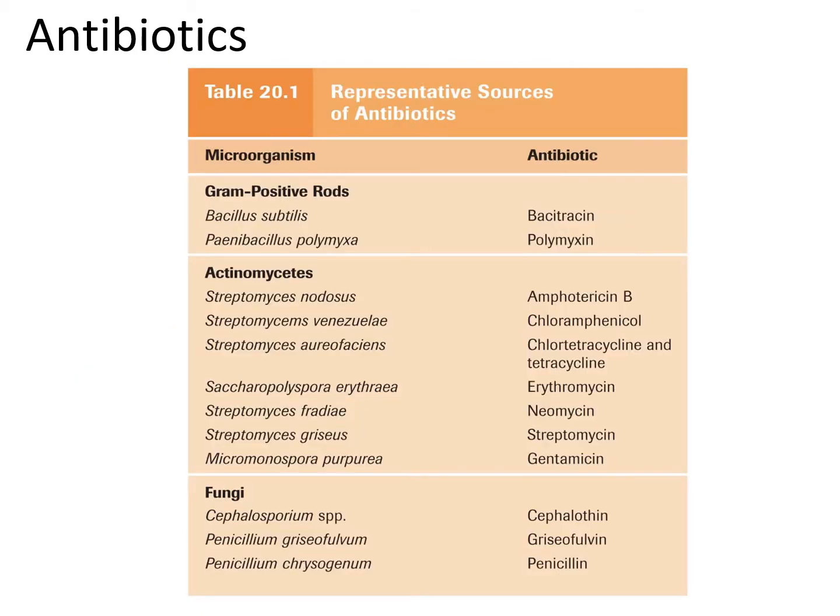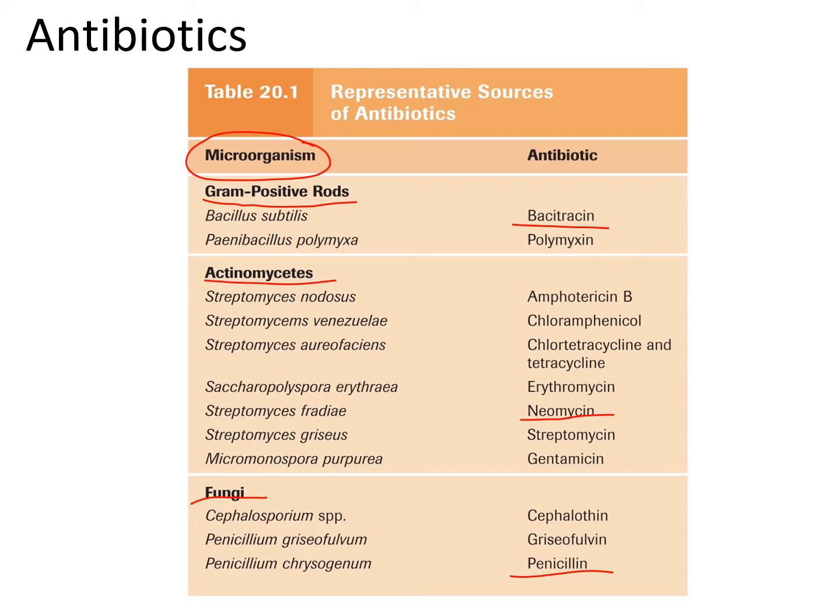This is a table that lists some common antibiotics and where they come from. Some of these are bacitracin, neomycin, and of course penicillin. And what you should notice is that all of these antibiotics come from microorganisms. They are naturally produced by different types of microorganisms. Penicillin comes from a type of fungus, and all the others come from bacteria, from gram-positive rods and the actinomycetes, which are also a type of bacteria. So fungi and bacteria actually produce antibiotics.